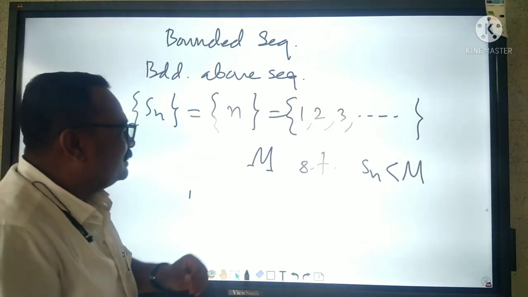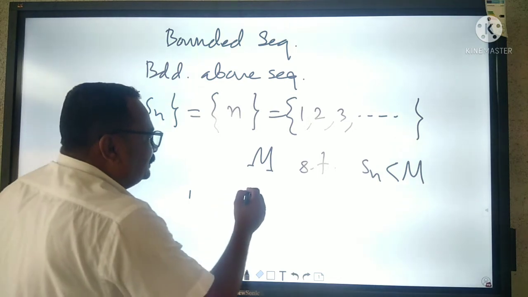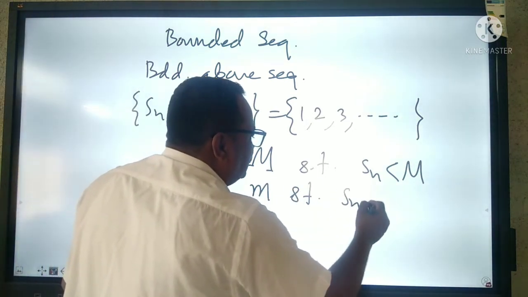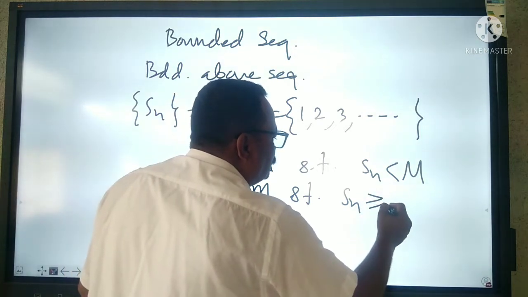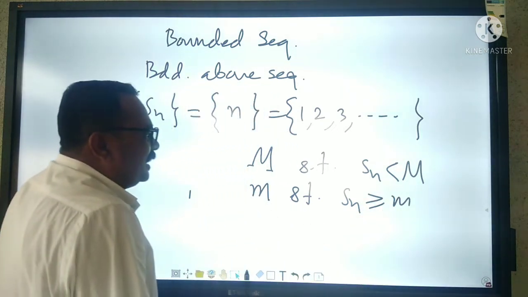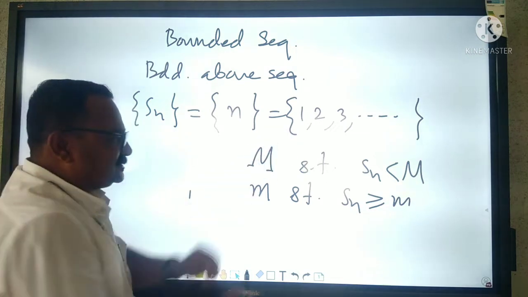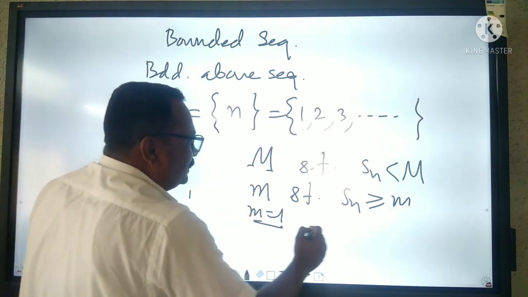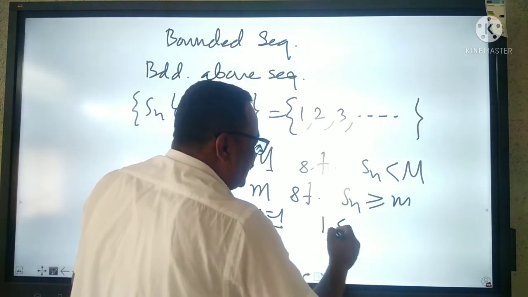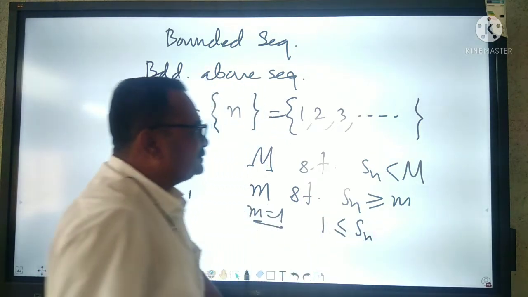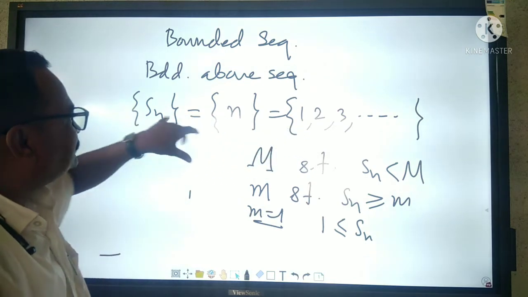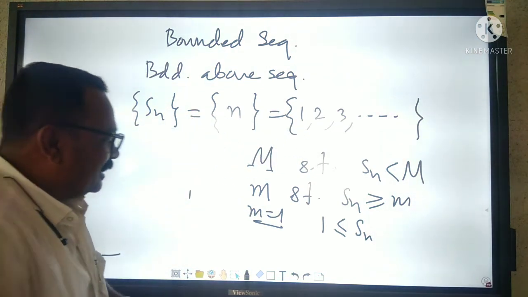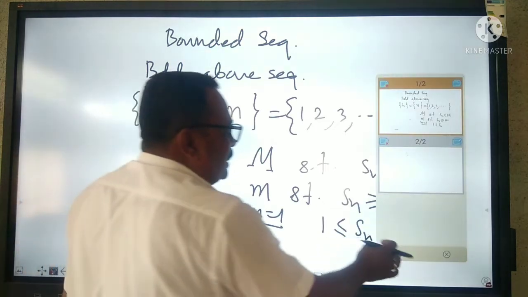Now, we can find a real number small m such that Sn is greater than or equal to m, and that number is 1 in this case. That is, this small m is equal to 1, and this 1 is less than or equal to each term of the sequence Sn. So we say that the sequence Sn is a bounded below sequence. Now we take another example.